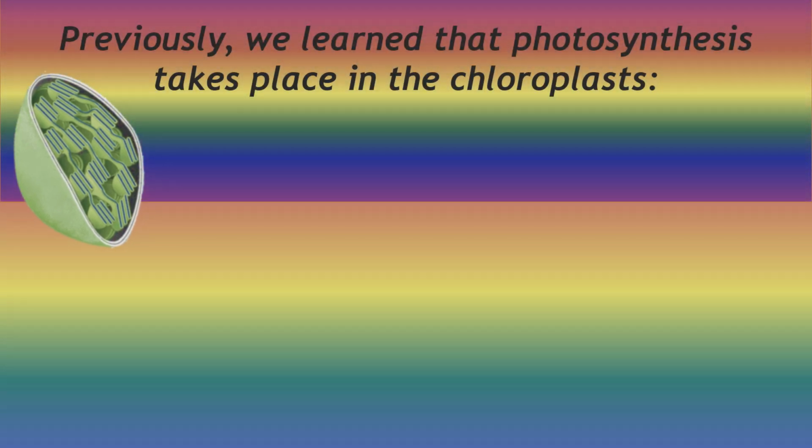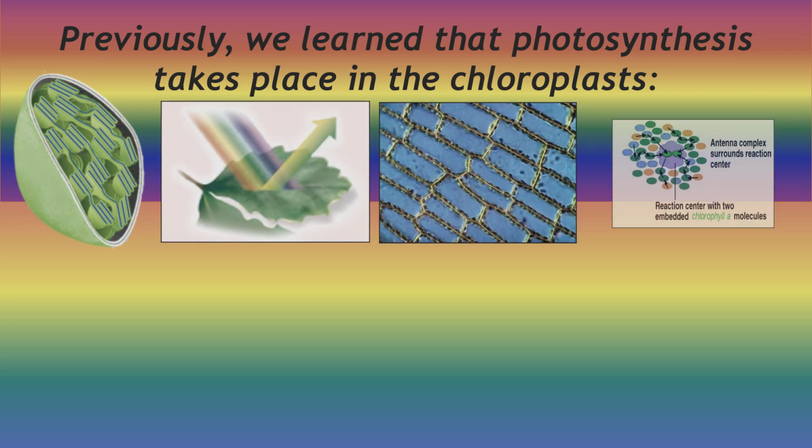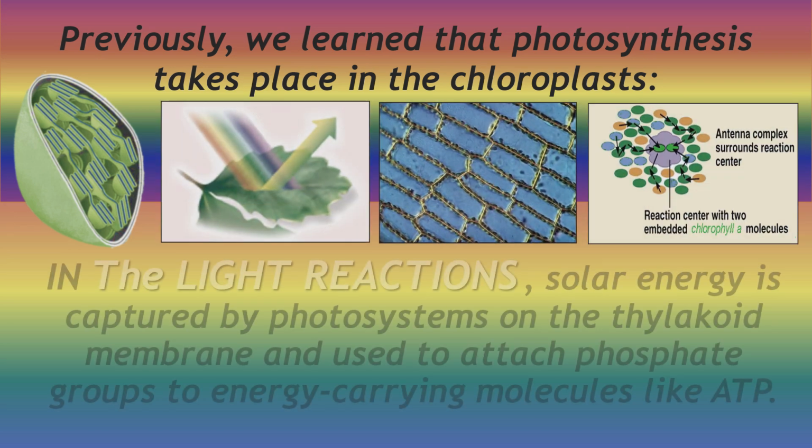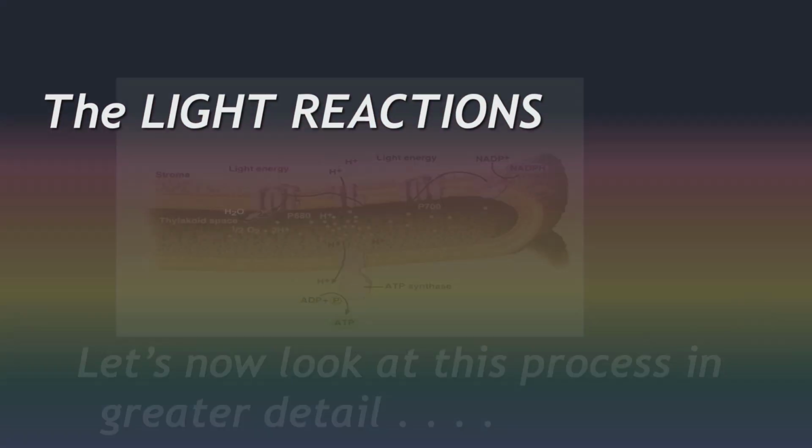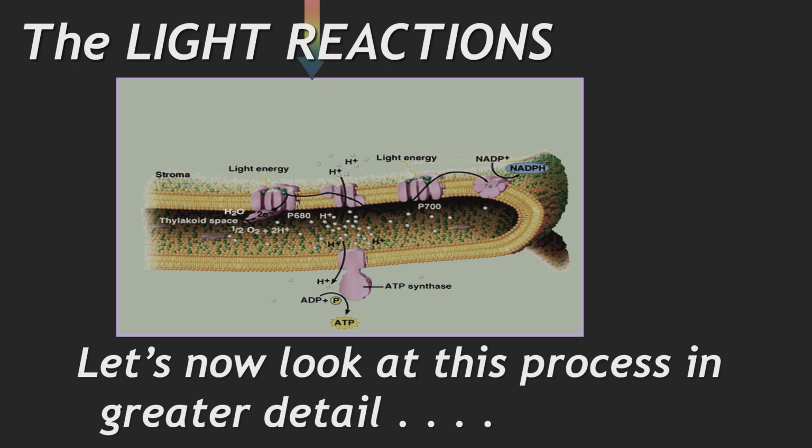Previously, we learned that photosynthesis takes place in the chloroplast. In the light reactions, solar energy is captured by photosystems on the thylakoid membrane and used to attach phosphate groups to energy-carrying molecules like ATP. Now we're going to look at this process in greater detail.